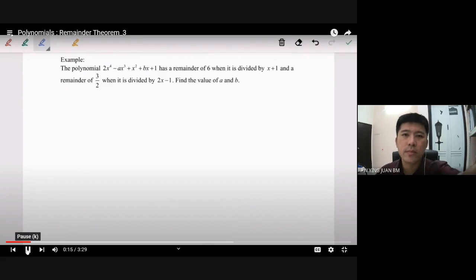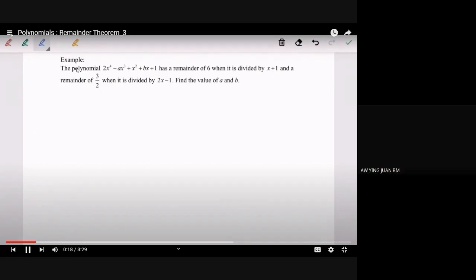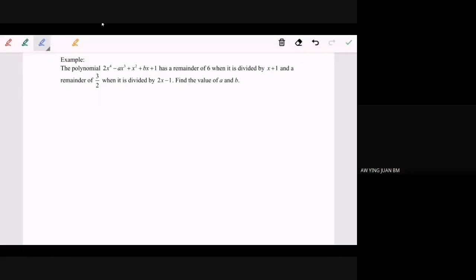So the polynomial given has a remainder of 6 when it is divided by x plus 1. So in here we will have p(-1) equals 6. That is the first information given. And a remainder of 3 over 2 when it is divided by 2x minus 1. So here we will have another piece of information, p(1/2), and the remainder is 3 over 2.